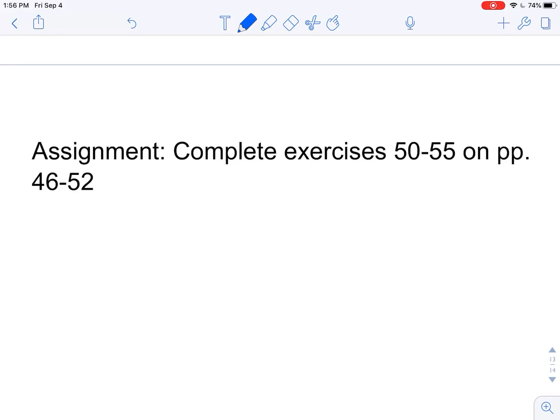I'll have office hours later today. If you want to check in with me at 2:30, we can go over what you need to go over at that time. In the meantime, go ahead and do exercises 50 through 55. It's pages 46 through 52.